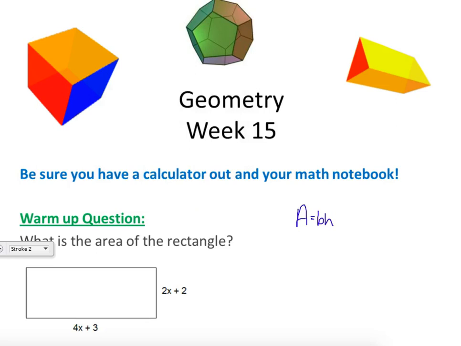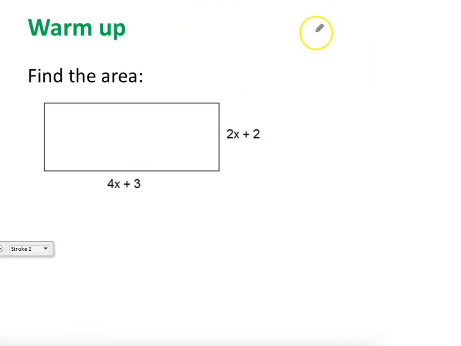Let's actually move to the next slide. I have a whole slide for the warm-up. So let's look at this one. Again, for area, we're going to use base times height. Let's move that down, because we're going to plug in and do some algebra here. So we've got the base is 4x plus 3, and we're going to multiply that times the height, which is 2x plus 2. And then we're ready for some algebra.